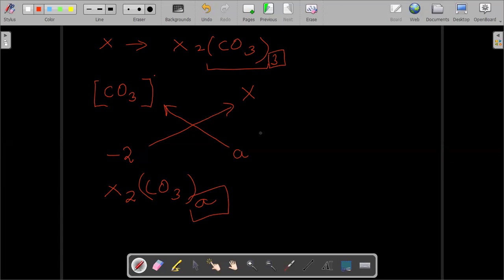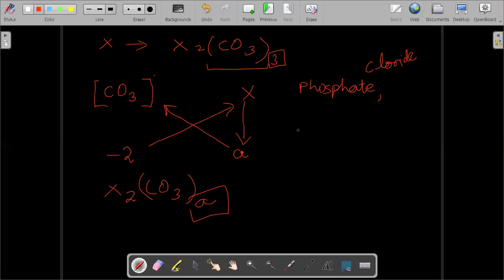A is taken as the valency of X, so X has a valency 3. Yes, sir. Now, what's your next question? Which compound was it forming? It says that it forms a type of compound, and it's asking what is the formula of its phosphate and chloride. Phosphate and chloride, right?